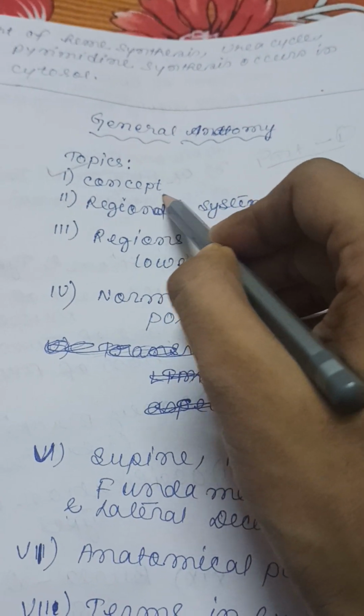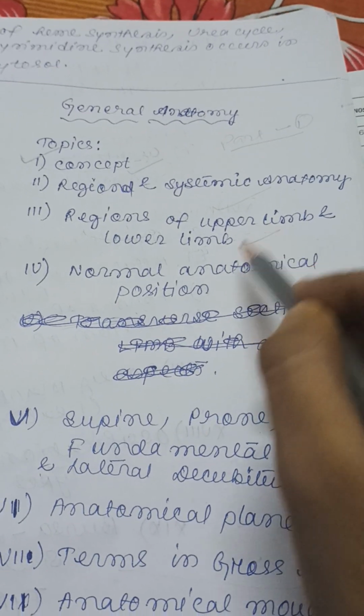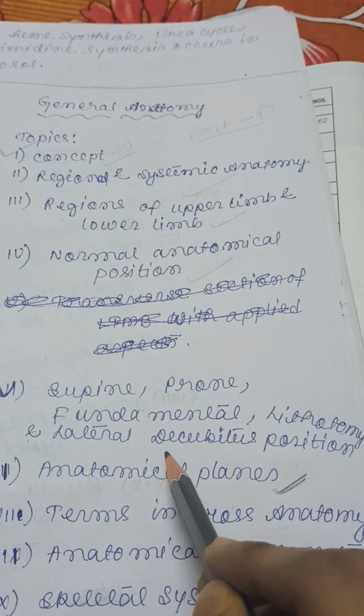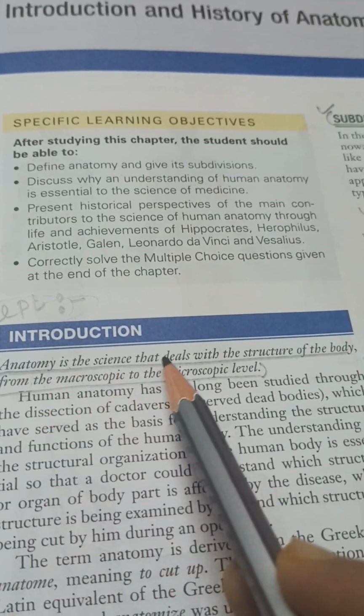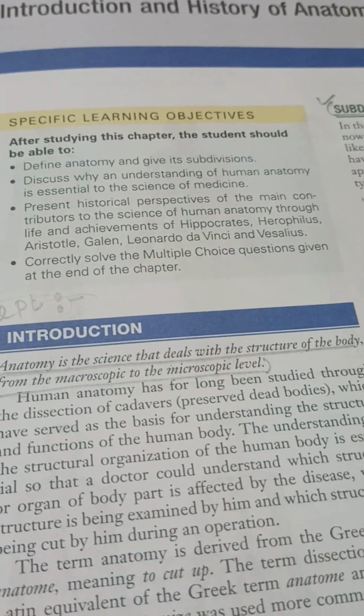The topics include concept, regional and systemic anatomy, regions of upper limb and lower limb, normal anatomical position, supine, prone, fundamental and lithotomy position, and anatomical planes. Let's start with anatomy. Anatomy is the science that deals with the structures of the body from macroscopic to the microscopic level.